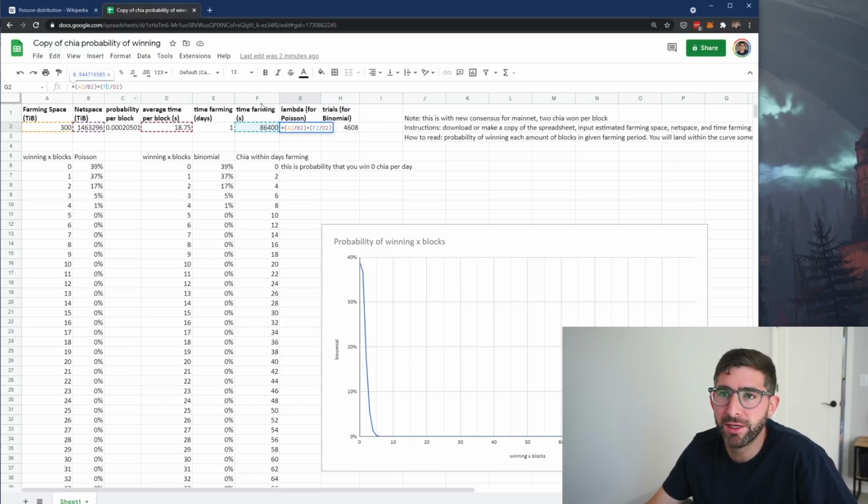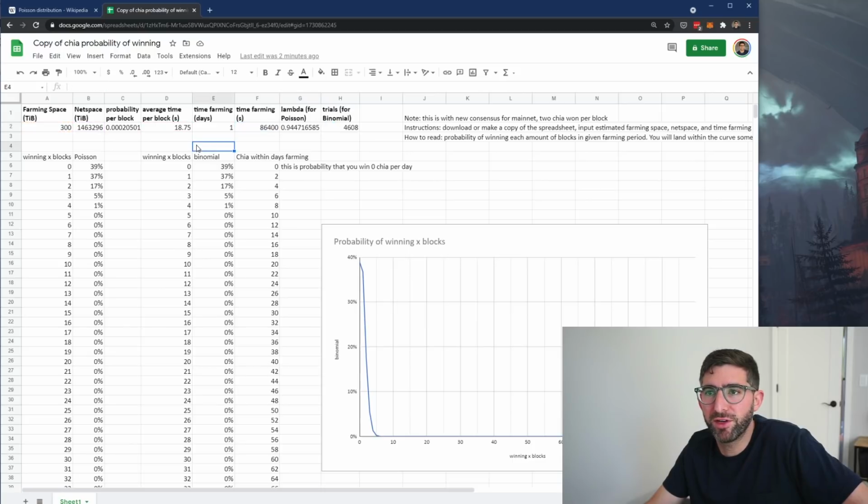Basically, you're saying, okay, what's my time farming? So I just take one day and multiply that into seconds. And then you're dividing that by your average time per block, and that's your window. You're trying to measure the number of events in this specific window. And this is the time of the events, and this is the window that you're doing it in. And then you have your probability, which I mentioned was your farming space over the net space.